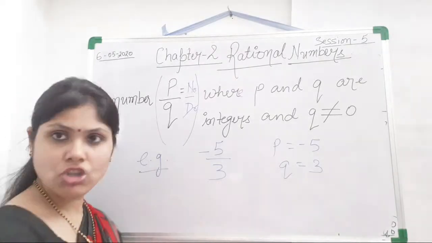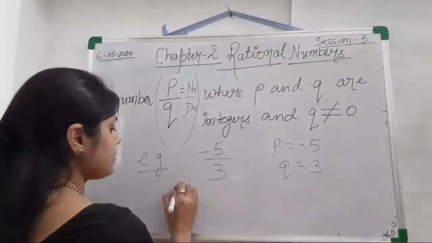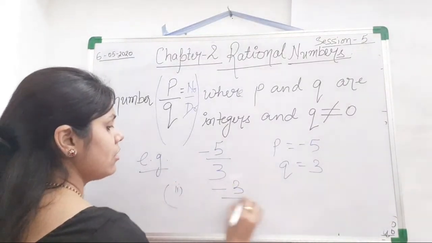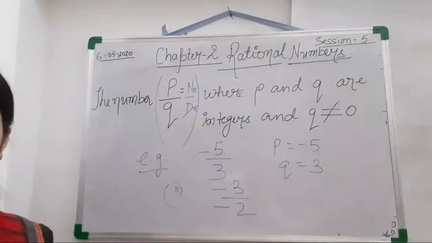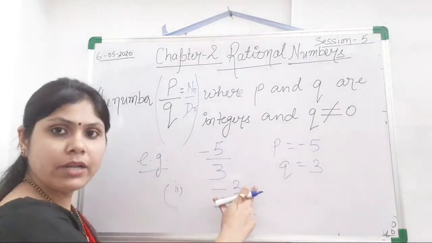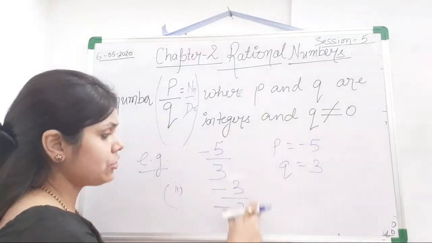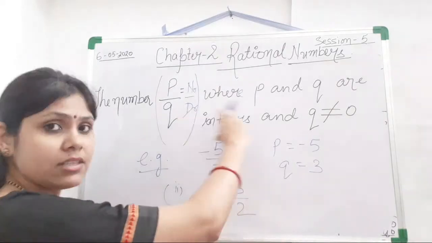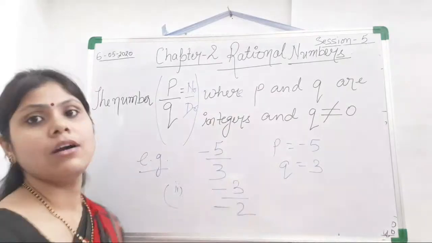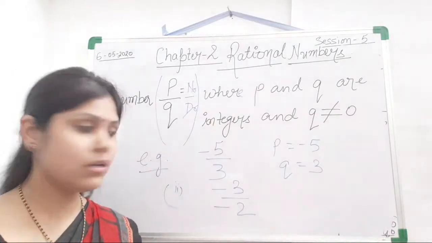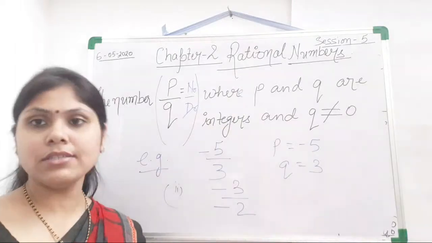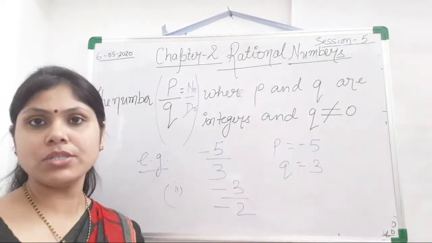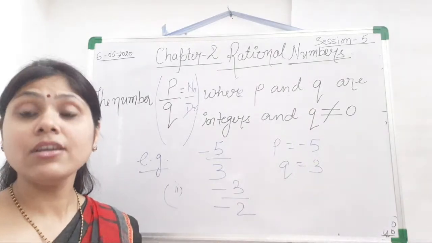See, the denominator is not 0 here. Next example, we can take minus 3 upon minus 2. That means the numerator is negative and the denominator is also negative. Both are negative integers. Is it satisfying this statement? Yes, because P, the numerator, is an integer and the denominator is also an integer. Q is not equal to 0, it is minus 2. That means it is a rational number.